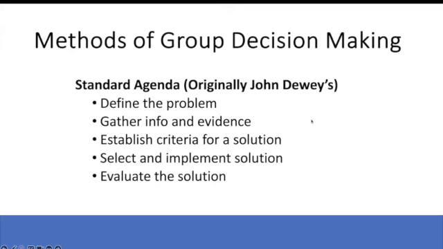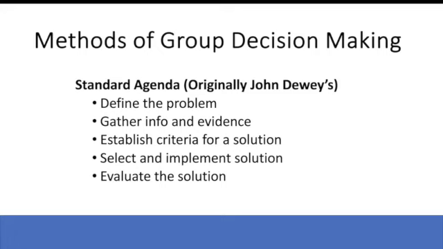All right, now we move to methods of group decision making. So the first type we're going to look at is when you use a standard agenda. And I think a lot of you have probably seen these in meetings. And they originally came from John Dewey's problem solving process. So what you do is that you define the problem, or the goal, right? You gather information, evidence to accomplish that goal. You establish criteria for a solution and you select and implement the solution. And then later you evaluate the solution. So this is a very rational, methodical way to approach problem solving and getting goals accomplished.